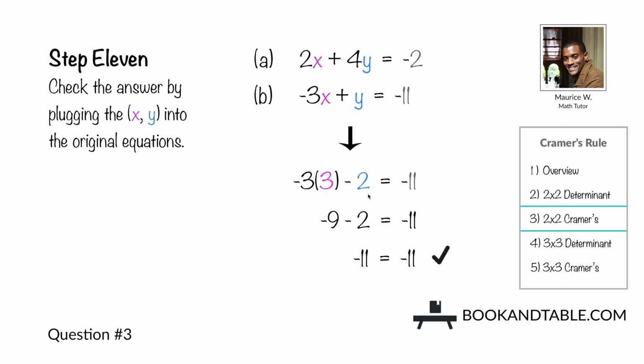And now equation B, we have negative 3 times 3, which is negative 9, minus 2. Negative 9 minus 2 is equal to negative 11, giving us another true statement, negative 11 is equal to negative 11, confirming that x is 3 and y is negative 2 is the solution to question number 3. So that is how you use Cramer's rule to solve 2 by 2 systems.